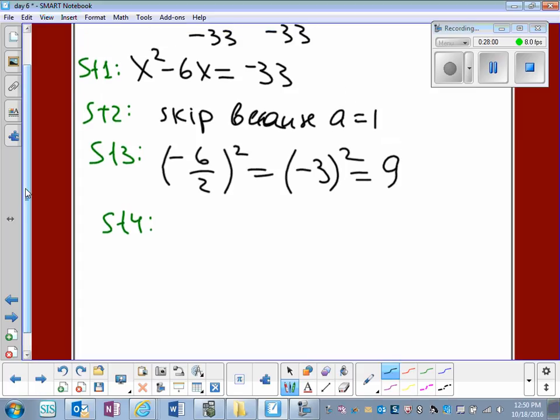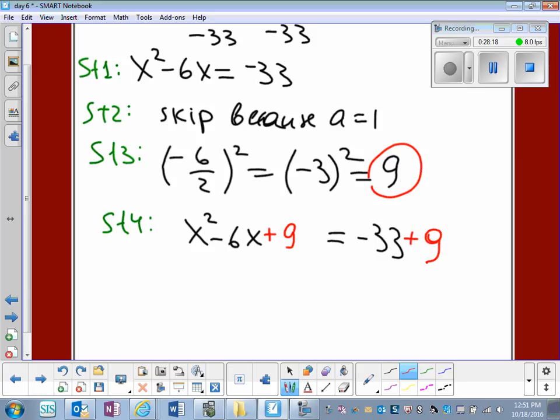Yes, correct. So I take my equation, the last form of it. In my case, it's x squared minus 6x equals negative 33. But now I take my 9 here and add it to both sides. We're done with step number 4. Now step number 5.